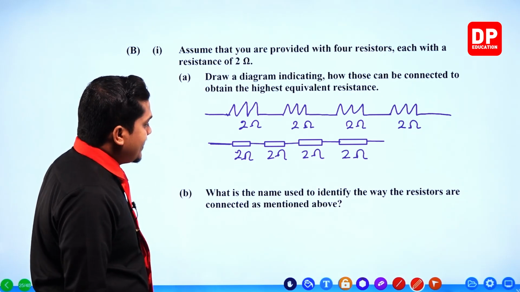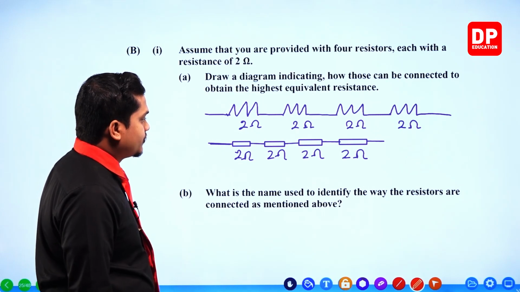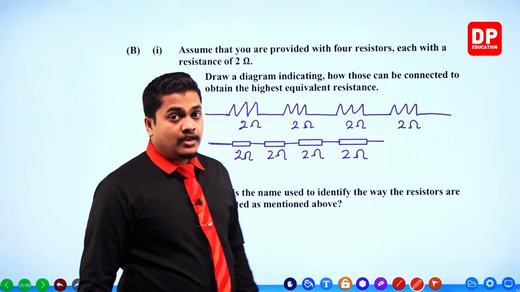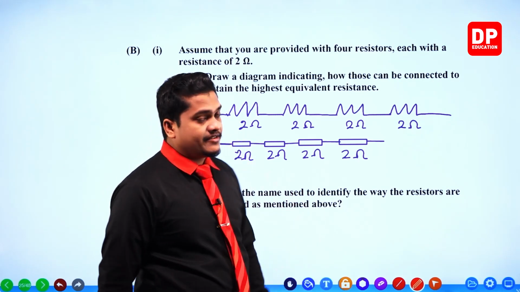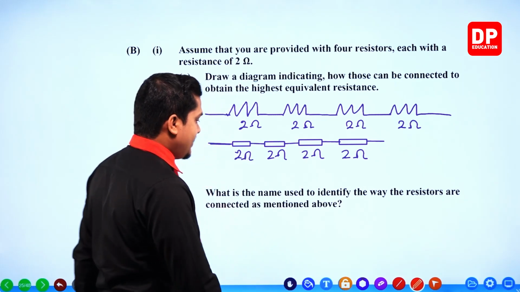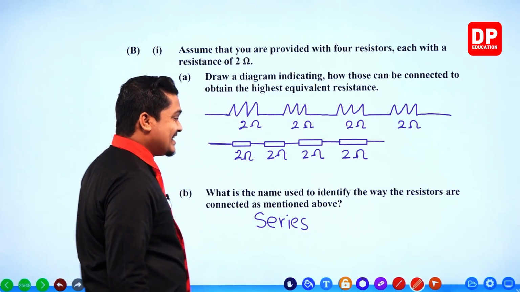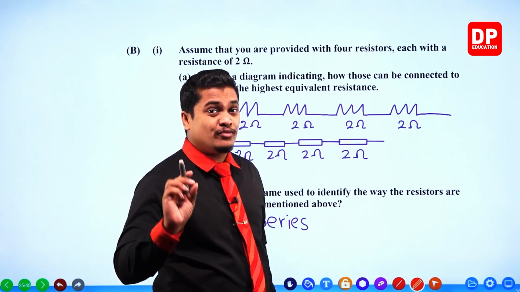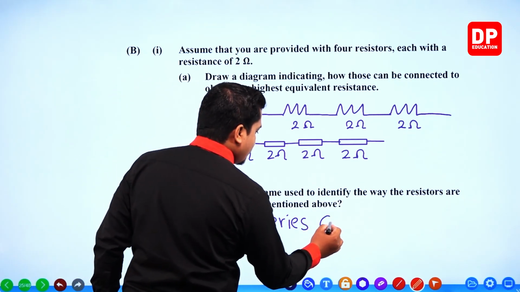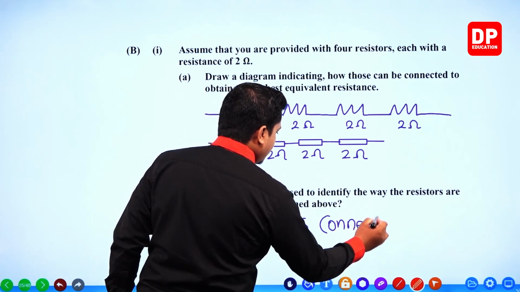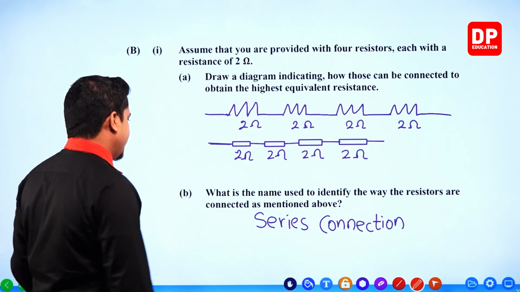Second one. What is the name used to identify the way the resistors are connected as mentioned above? The way of connecting the resistors, simple, my dear children. This method is referred to as the series connection. It's not "serious" connection, remember. It should be series. Series connection.